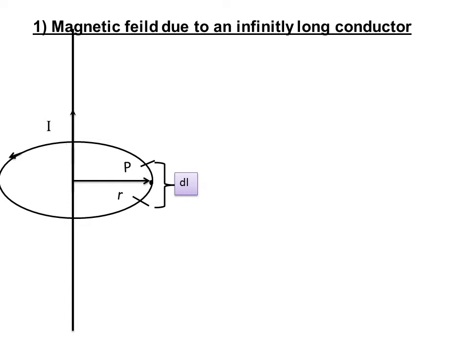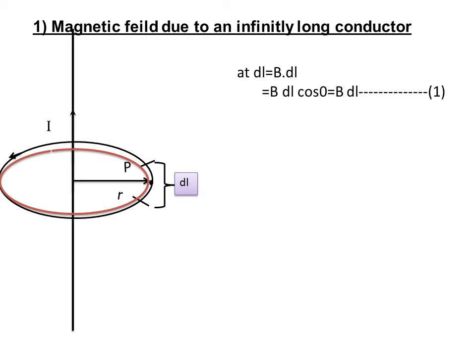Now we consider a small element of length dl on the loop. We know that magnetic field around the current carrying conductor are circles around the conductor. So if we consider this small element dl, we can see that the direction of dl and B are same. So if we take B dot dl, we can write B dl cos 0 as the direction of B and dl are same for the small element taken. Cos 0 is 1, so we get B dl.